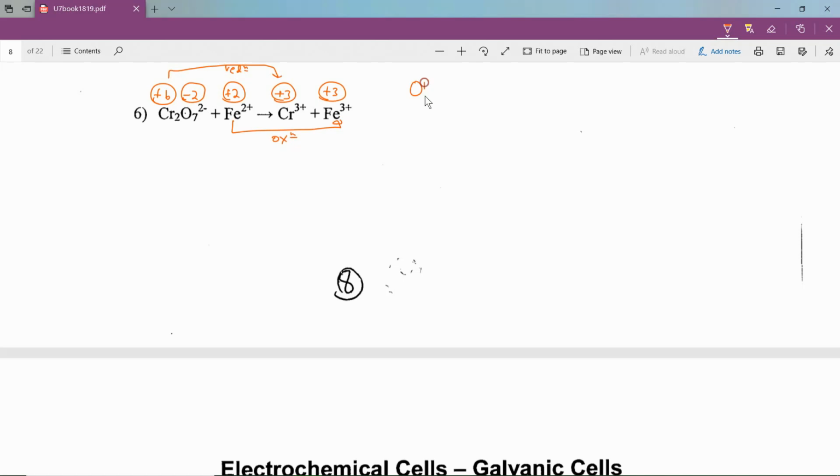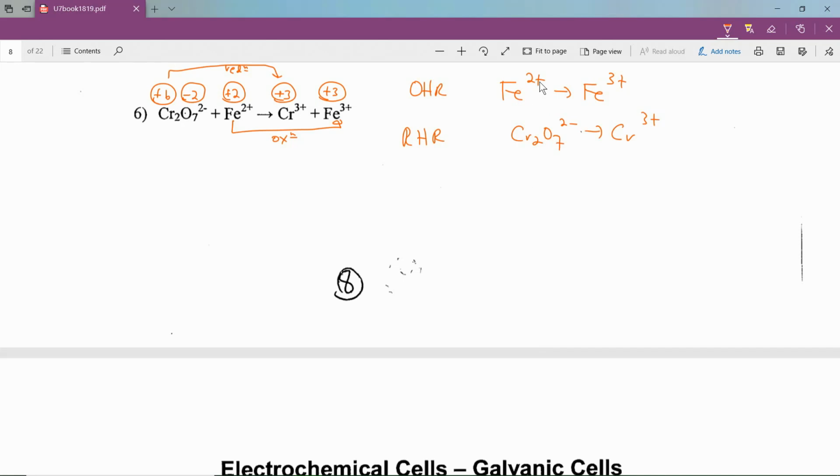So my oxidation half reaction is Fe2+ goes to Fe3+, and my reduction half reaction is Cr2O7 2- goes to Cr3+. We call these the skeleton or the bare bones of these equations, and now we dress them up and balance everything and make it all work.